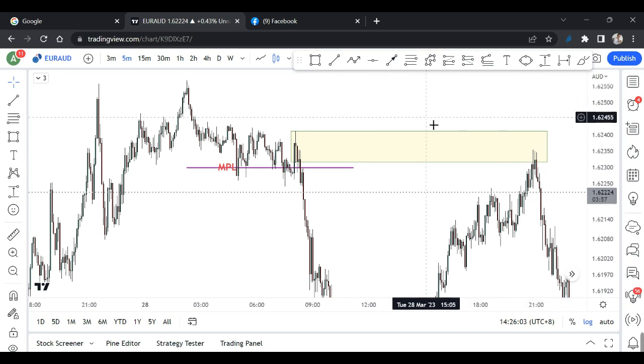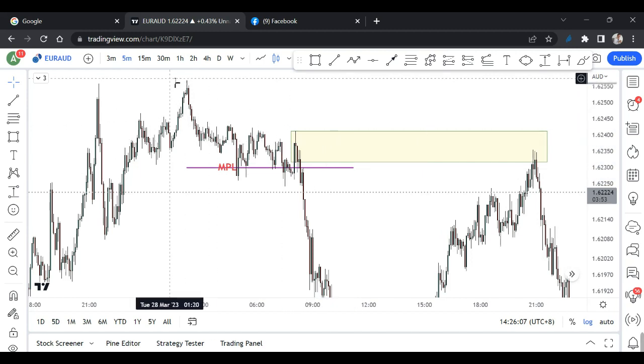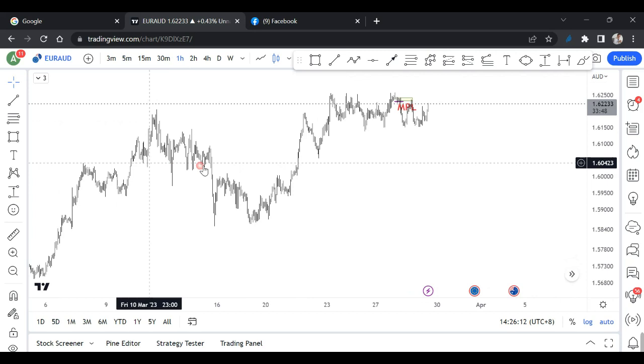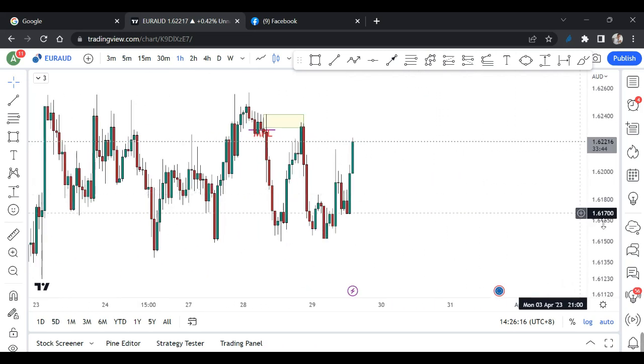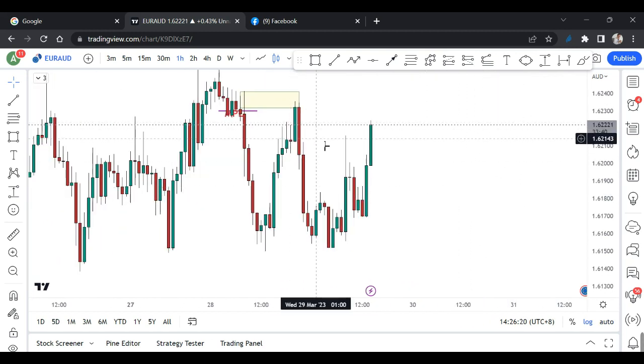So once you have everything correct, you have your QML, you have your MPL, you have the decision point. Then we go back to our H1 for a moment. What do we have just now? We have the special engulfing patterns, all these things. You can see very clearly that the price came into the zone, reacted, and then dropped.